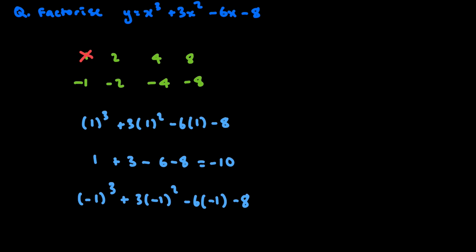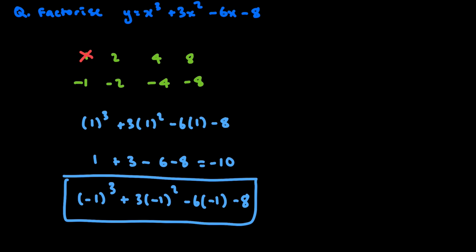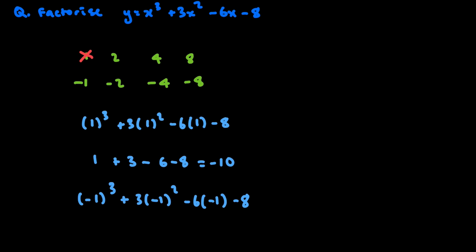And again, I'm trying to see whether this equation here is equal to 0 or not. So let's start substituting in numbers now. Minus 1 cubed is minus 1, plus 3 times minus 1 squared is 3, plus 6 minus 8. Minus 1 plus 3 is 2, plus 6 is 8, take 8 is equal to 0. So there we go. We have found our first number. x equals minus 1 makes this equation equal to 0.